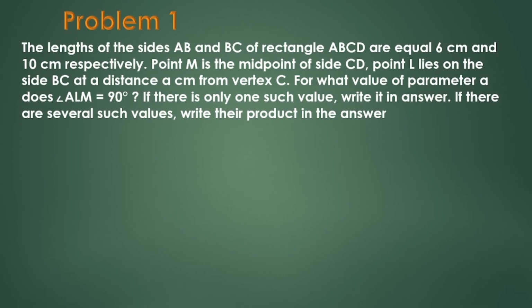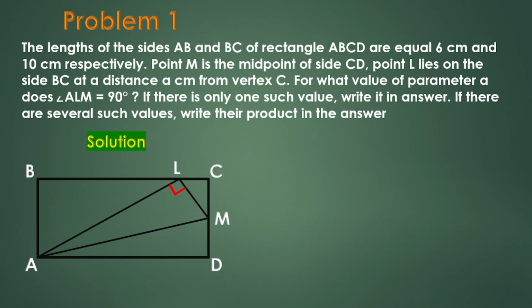Problem 1. The lengths of the sides AB and BC of rectangle ABCD are equal to 6 centimeters and 10 centimeters respectively. Point M is the midpoint of side CD. Point L lies on the side BC at a distance A centimeters from vertex C. For what value of parameter A does angle ALM equal 90 degrees? If there is only one such value, write it in answer. If there are several such values, write their product in the answer.